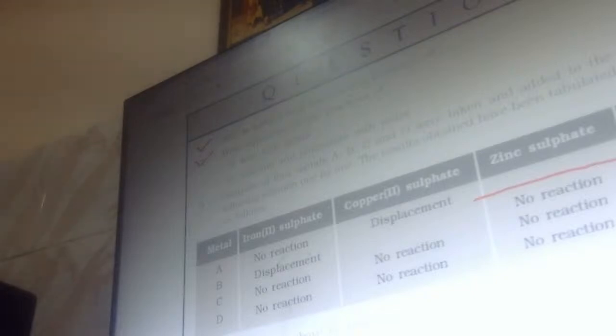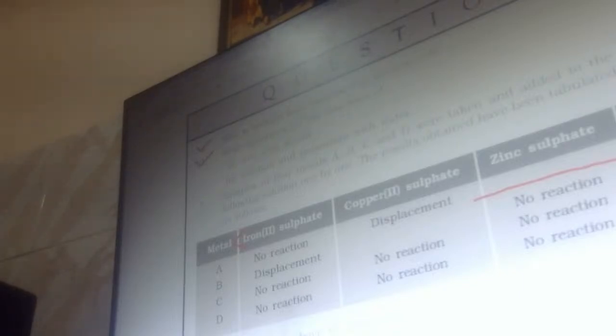Okay, displacement by iron. So that is someone smaller than iron. No reaction with iron, but this copper displaces it. So it's copper, no reaction with iron. So iron is smaller than it, but copper is larger than it.